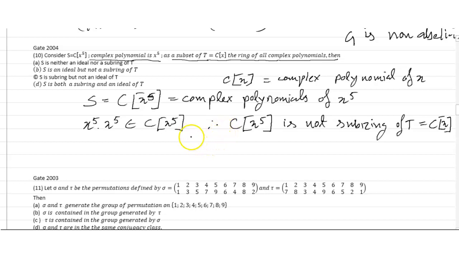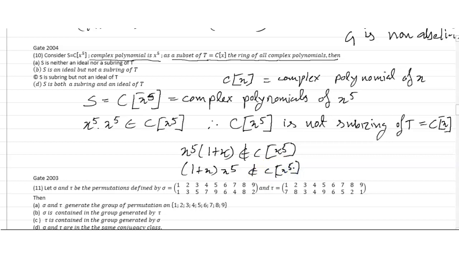So how is it not a subring? And x to the power 5 into (1 plus x) does not belong to C[x^5], and (1 plus x) into x to the power 5 does not belong to C[x^5]. So S is not an ideal of T. So it is neither an ideal nor a subring. Option A is correct.